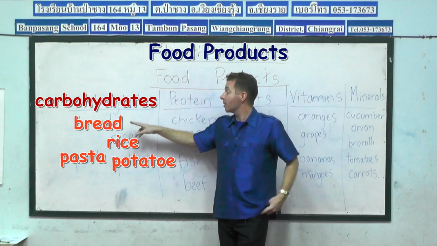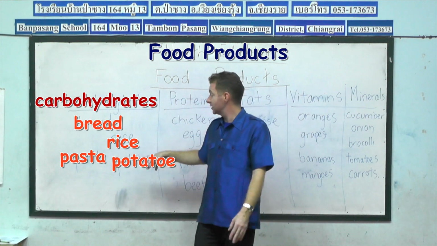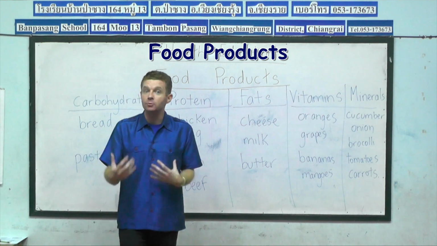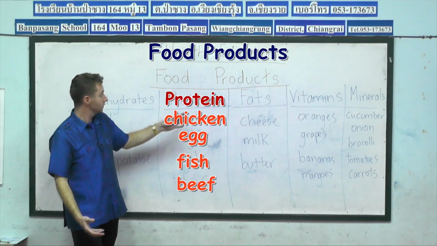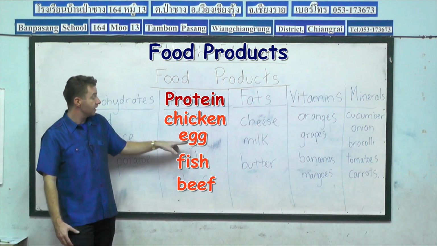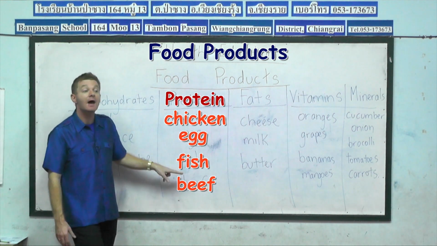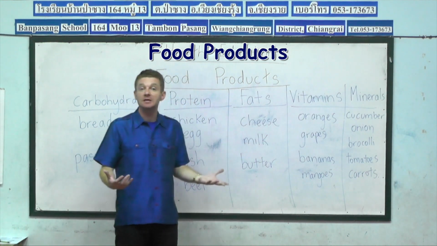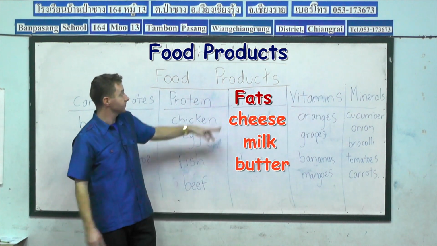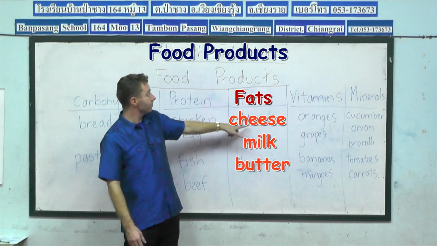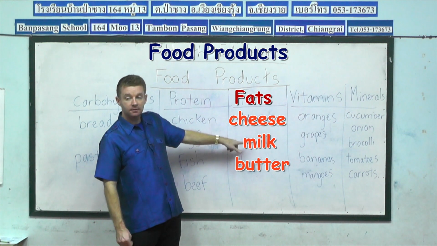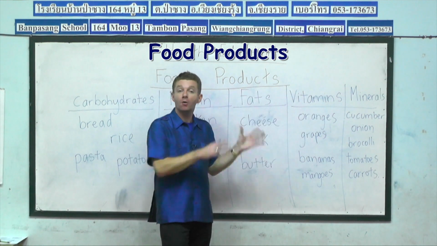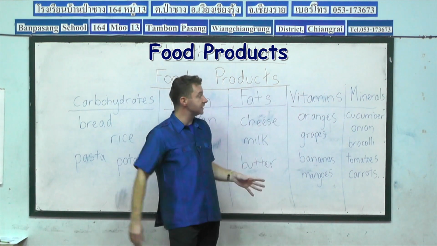Carbohydrates, bread, rice, pasta, and potatoes give our bodies the energy we need. Proteins, such as chicken, egg, fish, and beef, help our bodies to grow and restore the things that get damaged, such as cuts. Fats, from cheese, milk, and butter. Dairy products, things that come from a cow, are all good examples of fats that our body needs.